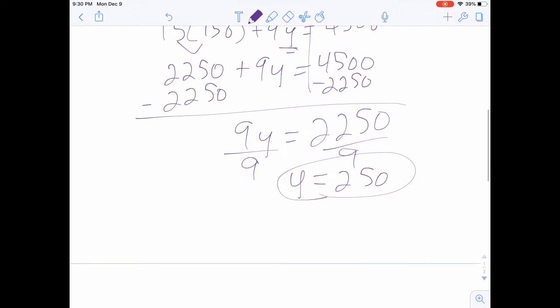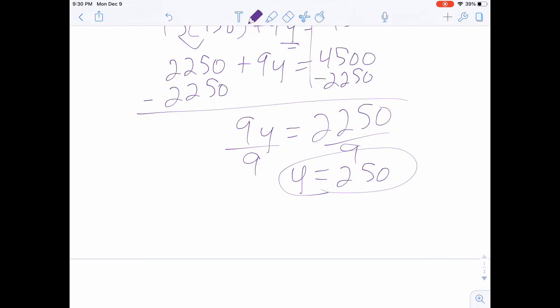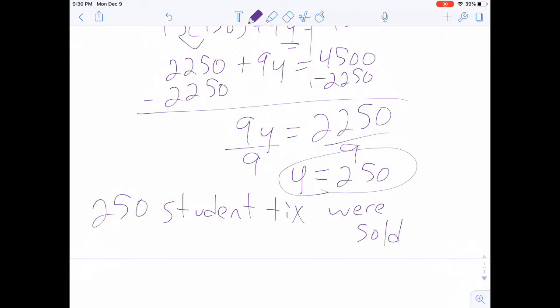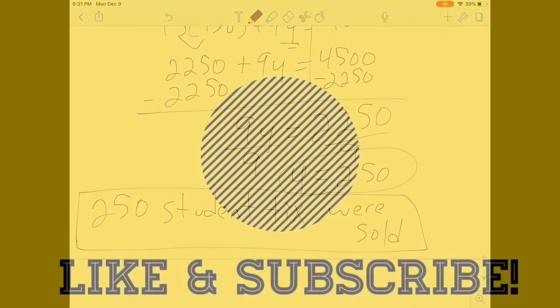The last part of a word problem is that I should write a statement or sentence: 250 student tickets were sold. So we associate the 250 with something in context with the problem. Hopefully this helps you guys, and thanks a lot.